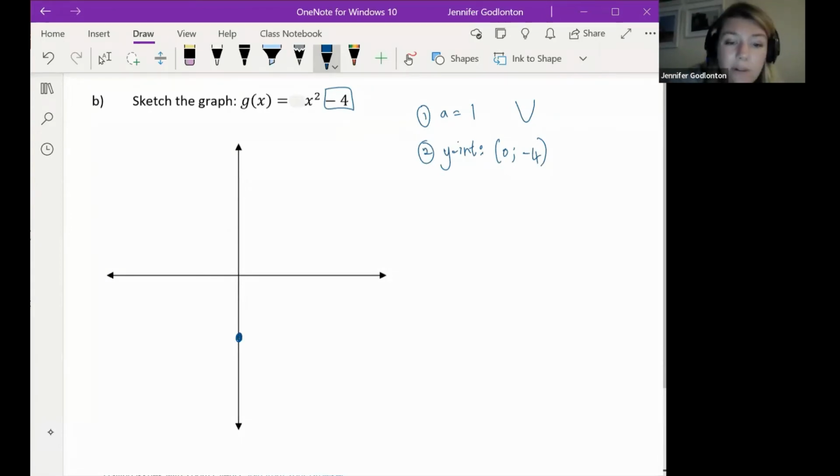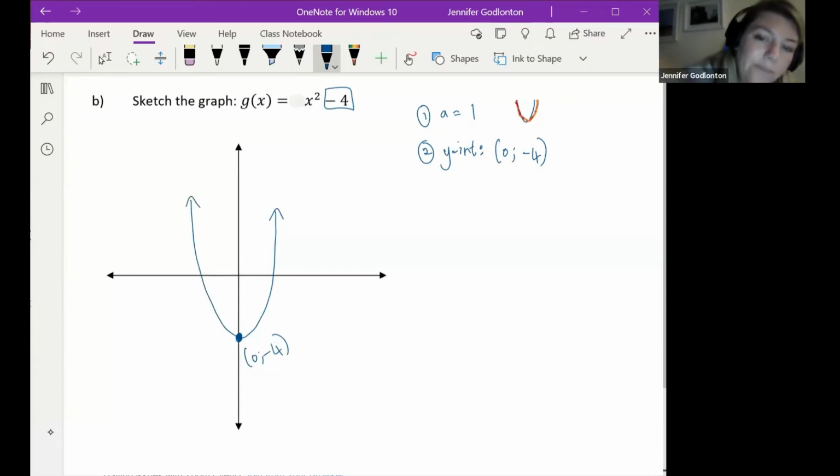Okay, we don't need to have all of our answers before we plot. 0, -4. We know that it's a happy graph. So we can just draw ourselves a happy graph. And now we can see that we've got an x-intercept there and an x-intercept there, which we need to solve for. Okay.